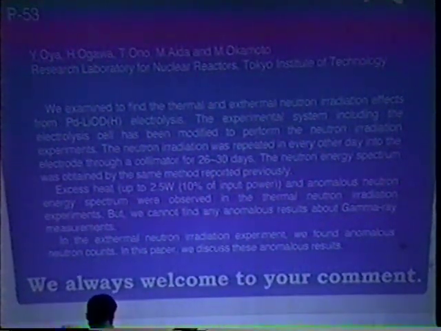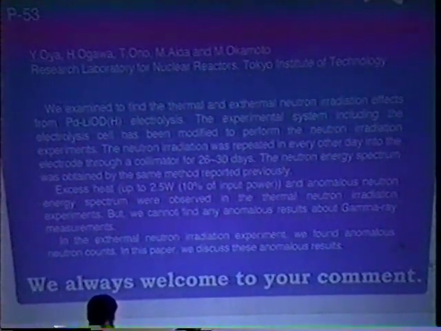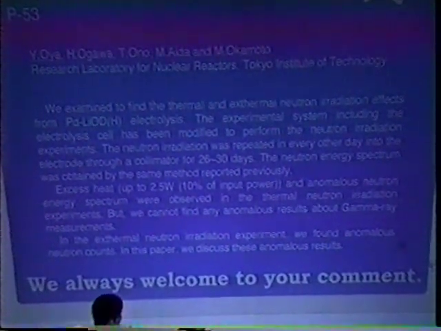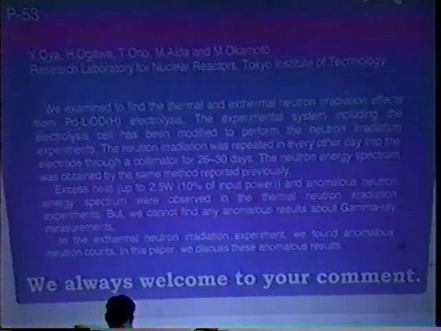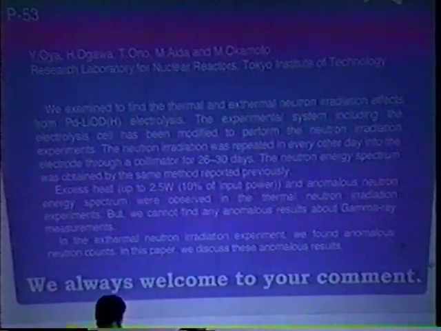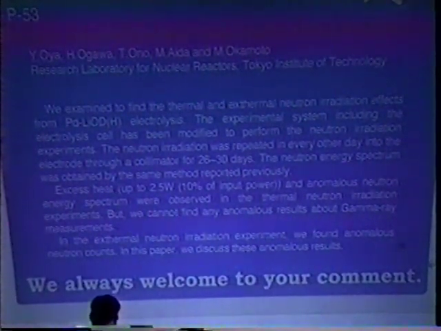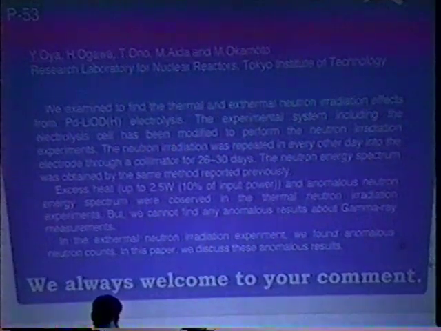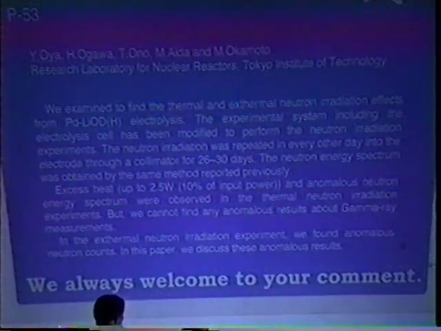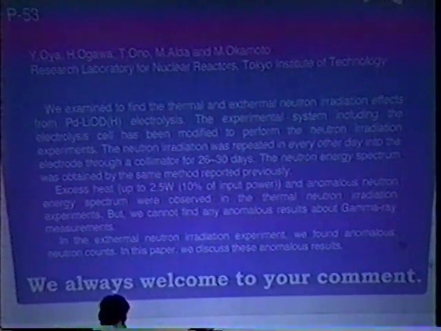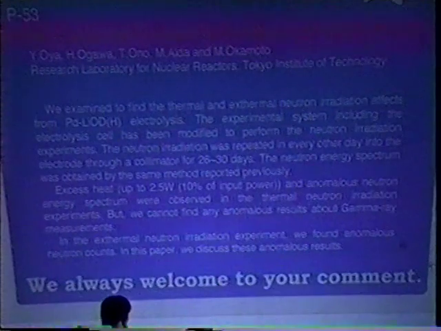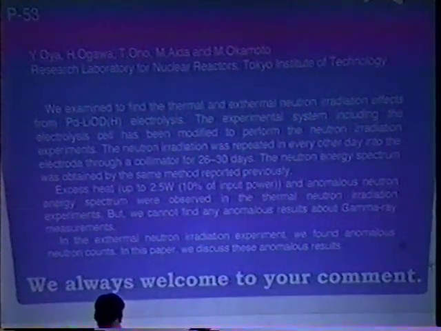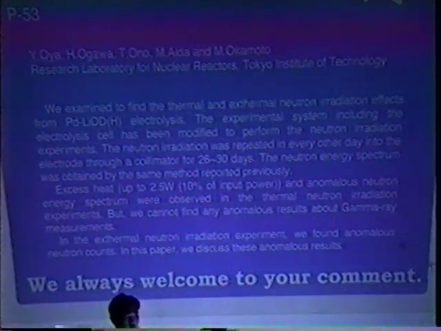Excess heat up to 2.5 watts, that means 10% of input power, and an anomalous neutron energy spectrum were observed in the thermal neutron irradiation experiments. But we cannot find any anomalous result in the gamma ray measurements. In the external neutron irradiation experiment, we found anomalous neutron counts. In this session, we discuss these anomalous results. We always welcome your comments, suggestions, and questions. Thank you.